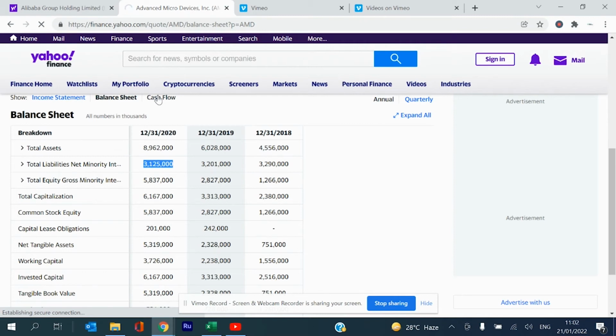AMD has done phenomenal the last 2 years or so. Yeah, with the lady CEO. These days the ladies are becoming the top CEOs of financials and tech and all that. So let's see the cash flow.